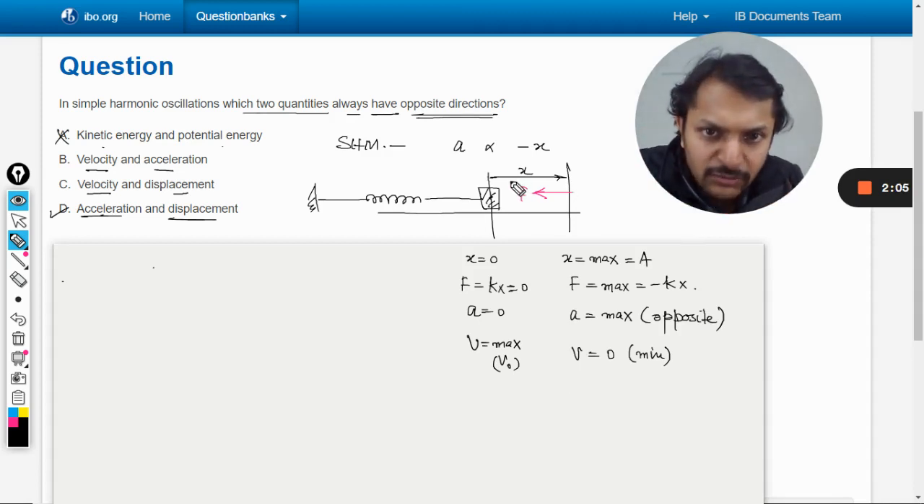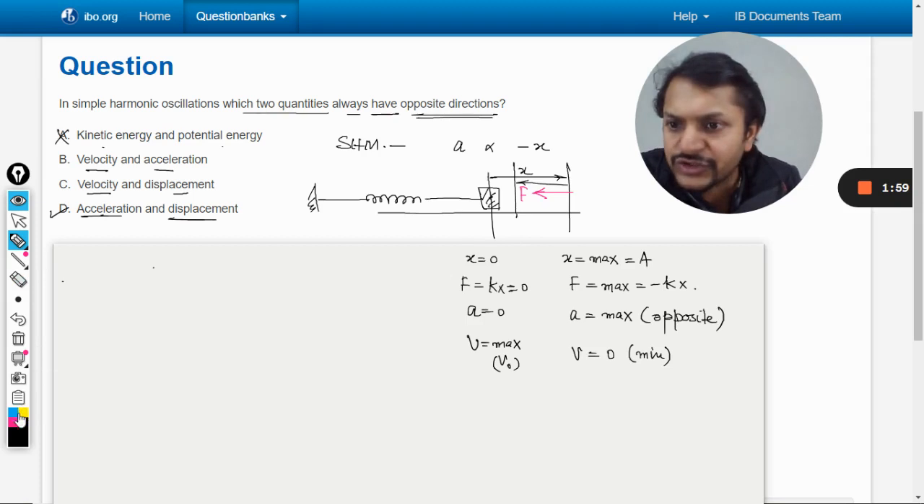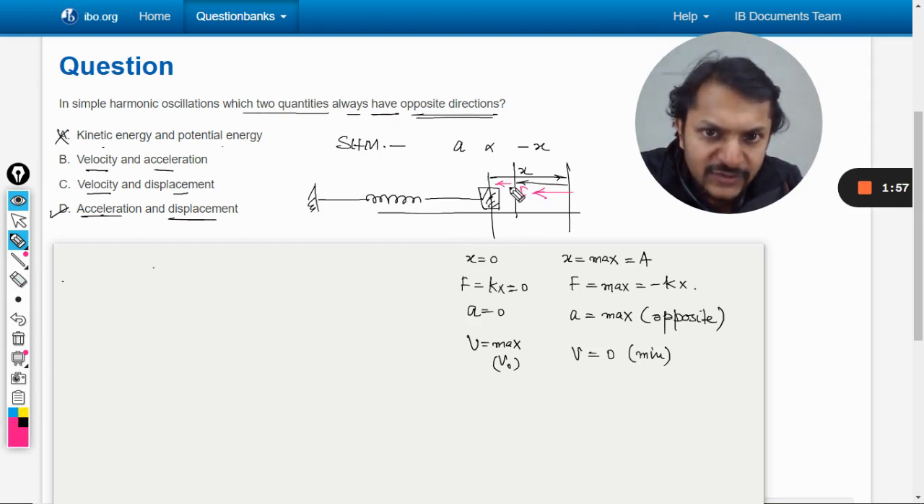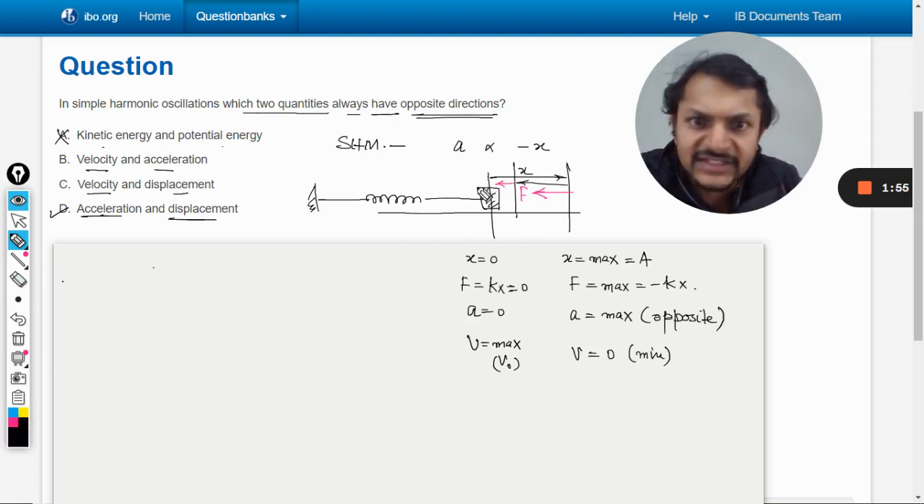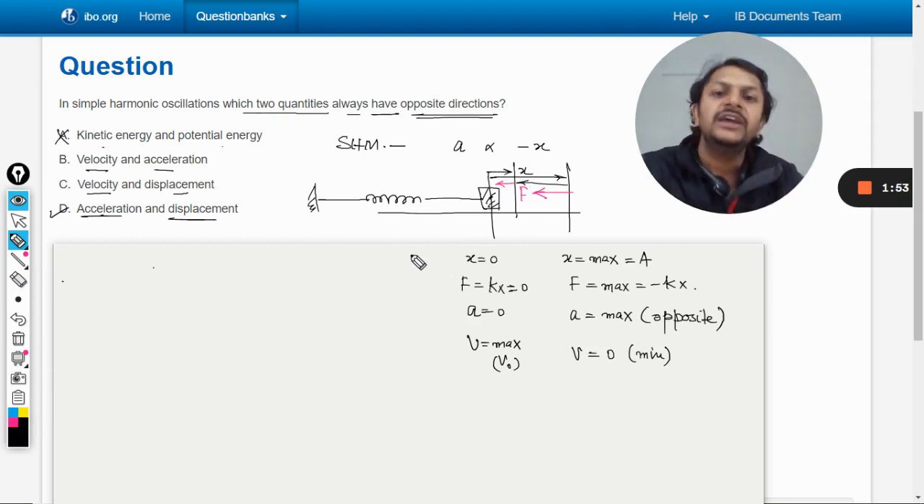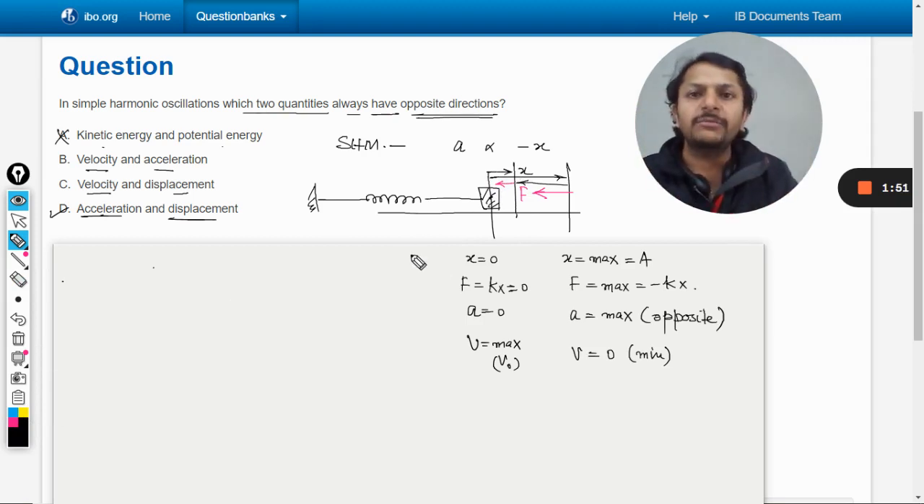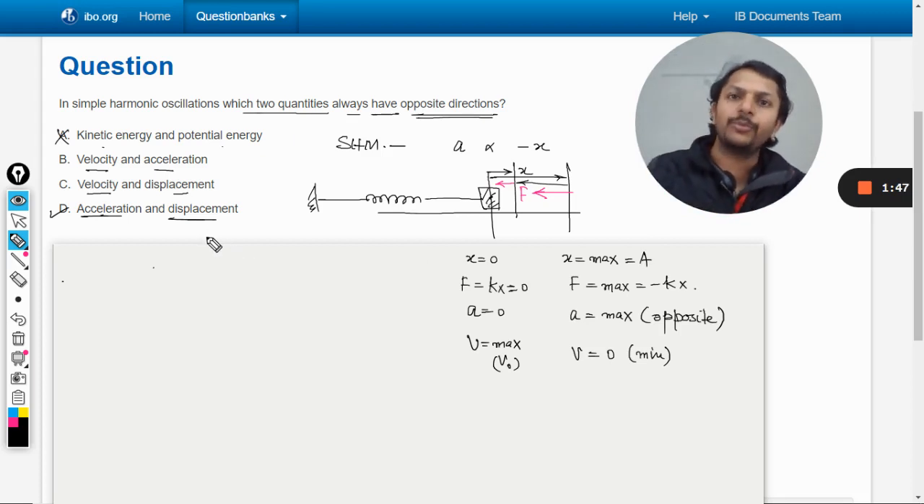When this body moves again, it is now coming back. Let us say it is coming back now, and it is at this position. Still, the force is in this way, and the displacement will still be shown like this only. It will never be in the same direction. So always acceleration is opposite to the displacement.